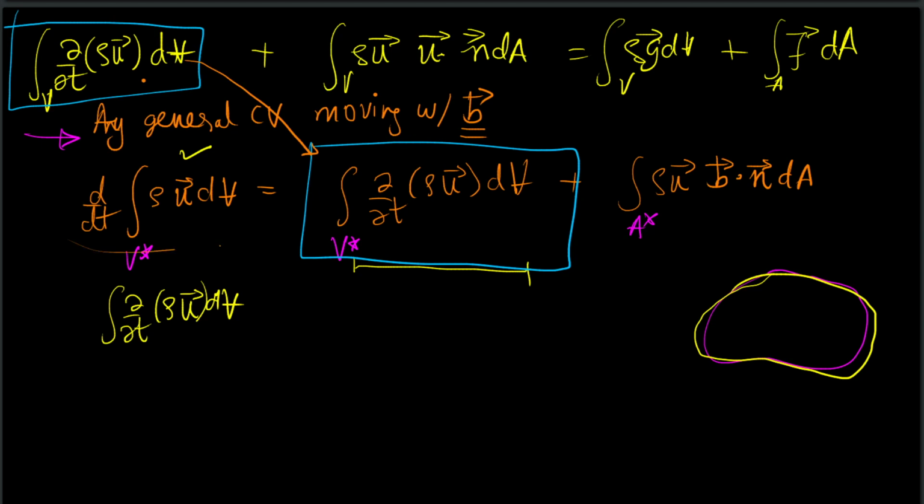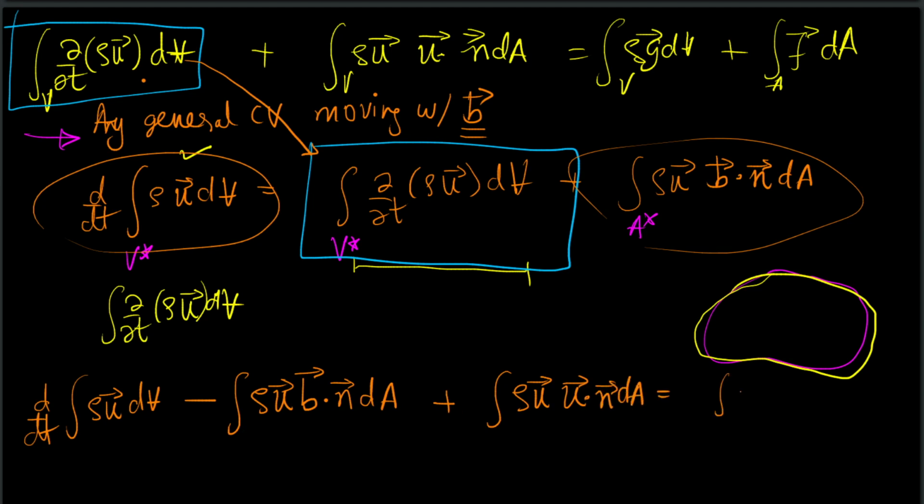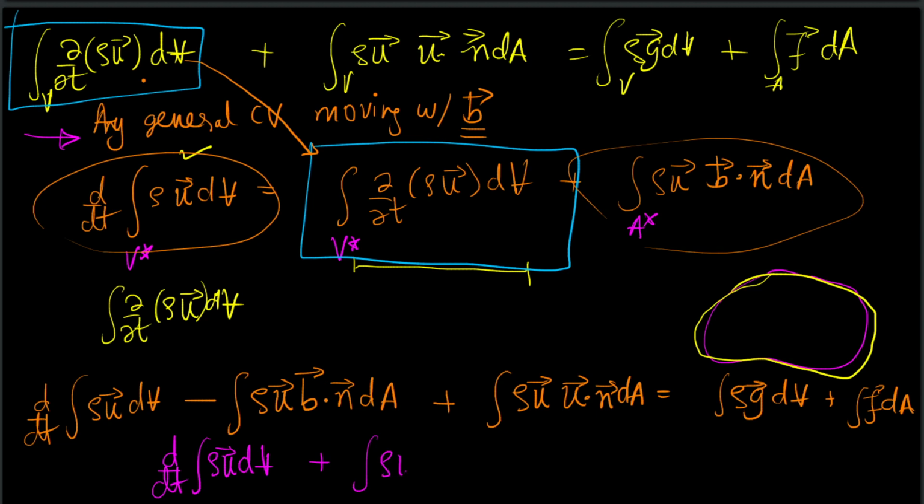So this expression is equal to this minus of this. So I have ddt of integral rho u dv minus integral rho u b dot n dA plus integral rho u dot n dA is equal to integral rho g dv plus integral f dA, and thus we can combine these two terms and we can write ddt of integral rho u dv plus integral rho (u minus b) dot n dA is equal to integral rho g dv plus integral f dA.